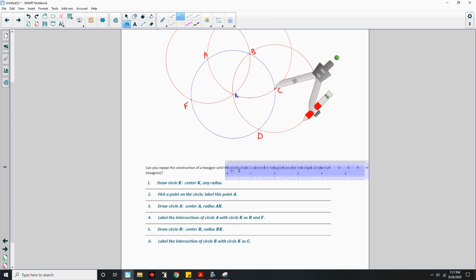Okay, and I'm going to do it one more time. Bring your compass down and put it at the point D, and draw a circle through K again and around, and I created a new intersection right here, and that is going to be called E.